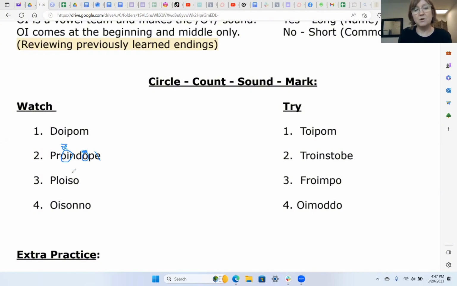So when we pencil read this word, here's that voiceless P again. Oi, D. O. Groin dope. Groin dope. That's a lot to wrap your mouth around, but make sure your mouth enunciates every single sound the way it was intended to sound. Groin dope. Try yours, number 2.